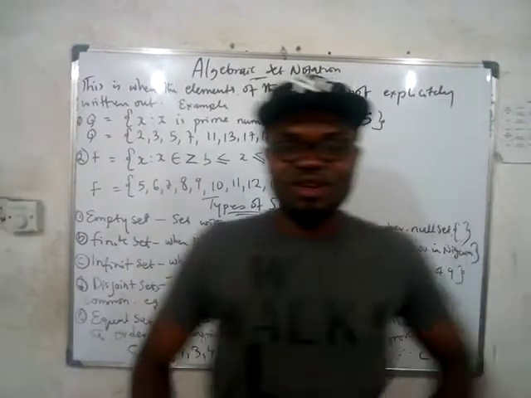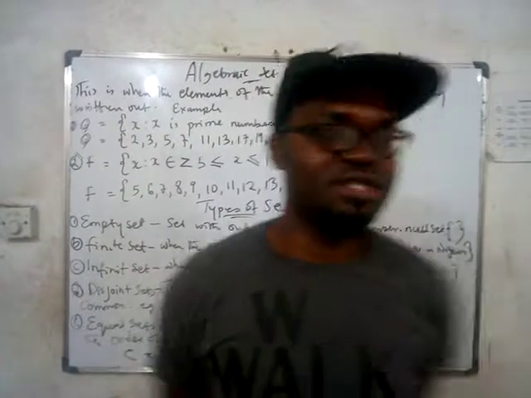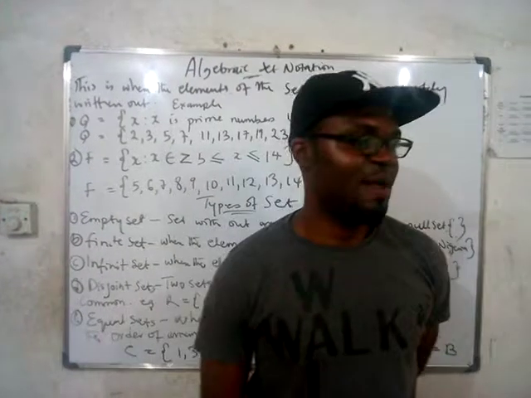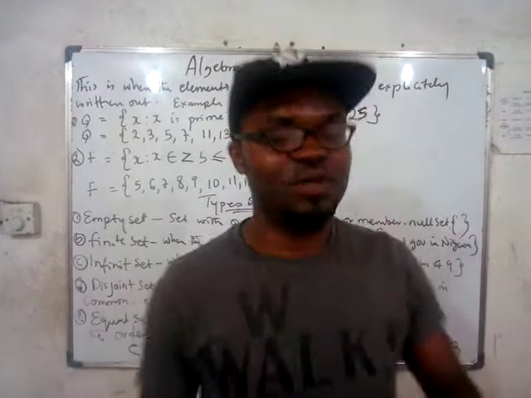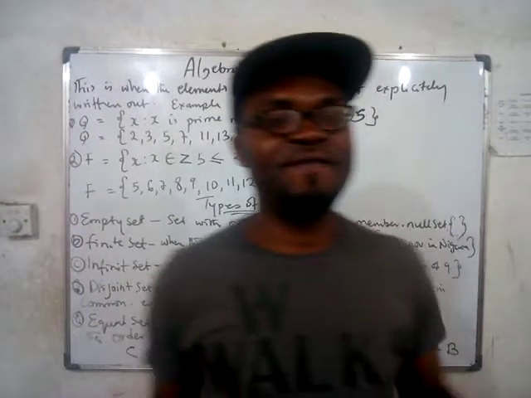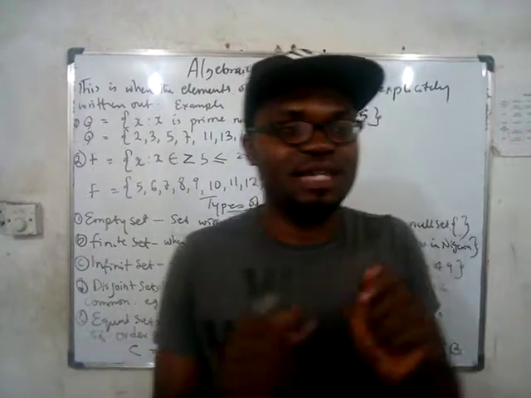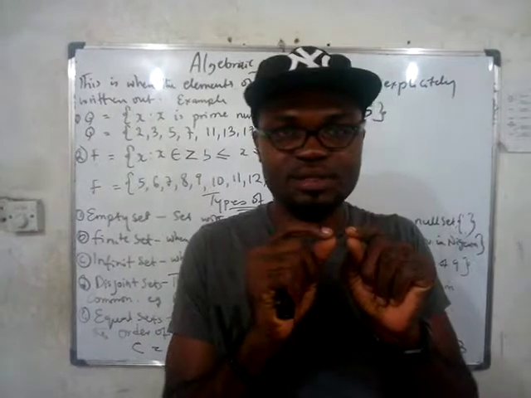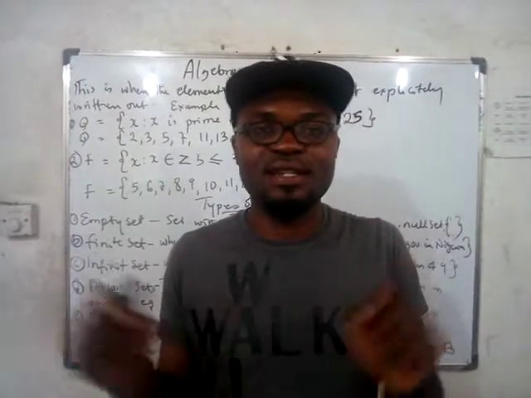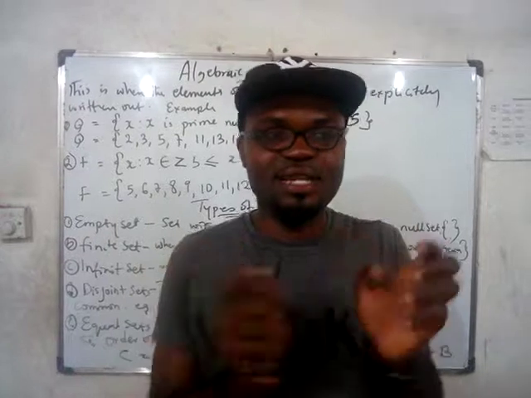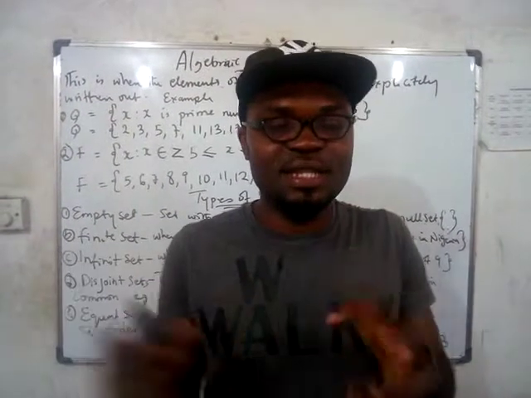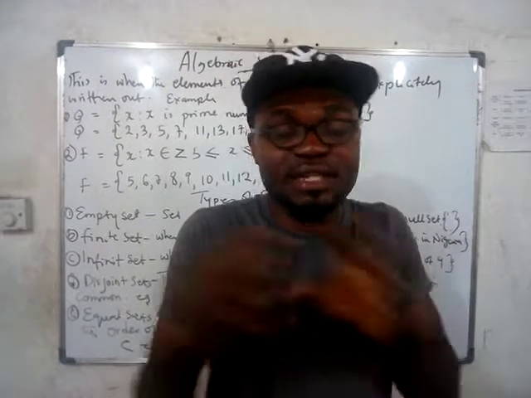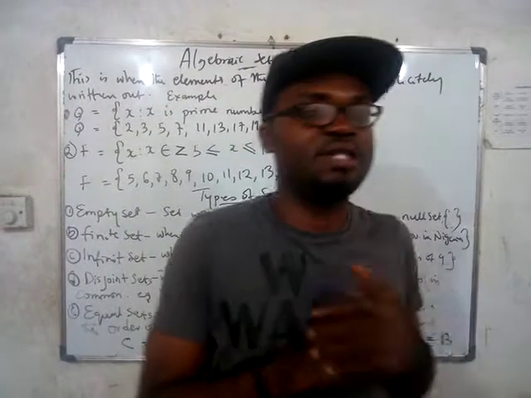Hello, welcome. Today we are going to be looking at algebraic notation of sets. And we'll also be looking at the different types of sets, where we have empty sets. An empty set is any set that does not have any element. A finite set is any set whose elements can be counted. An infinite set is any set whose elements cannot be counted.